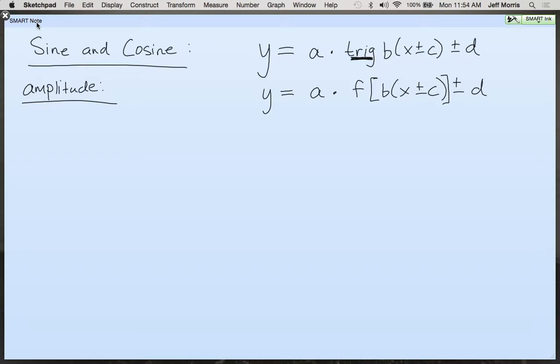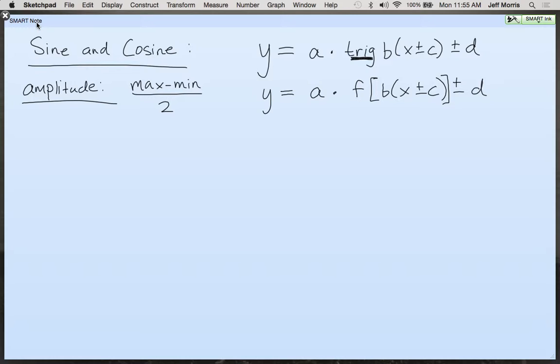But amplitude. Here's amplitude. You ready? It's max minus min divided by 2. Now the amplitude is a distance. It's the distance of the max minus the min divided by 2.